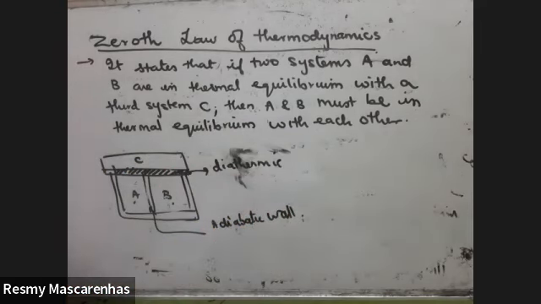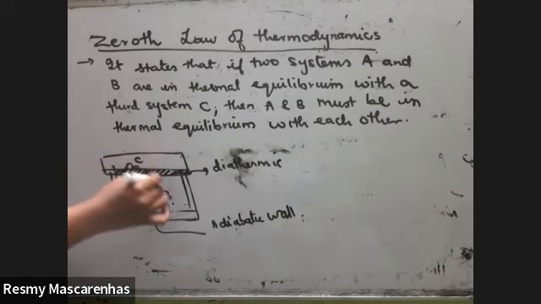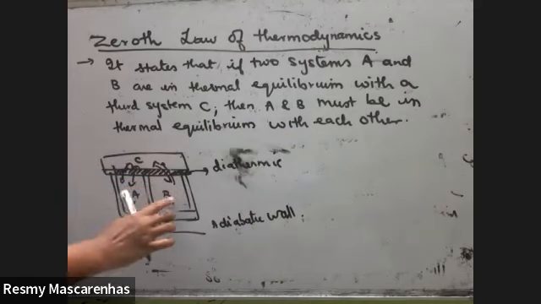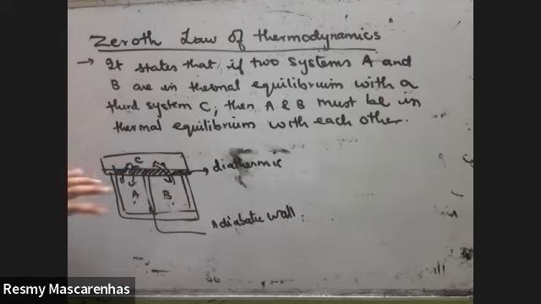Now what is going to happen? There will be some exchange of heat, we don't know which side, and A and B are not in contact. But what is happening? A is in contact with C, B is also in contact with C. So some heat exchange will take place between B and C. Same way some heat exchange will take place between A and C.